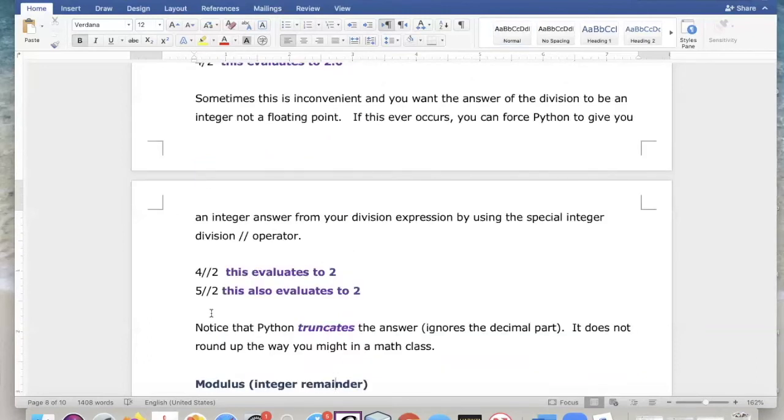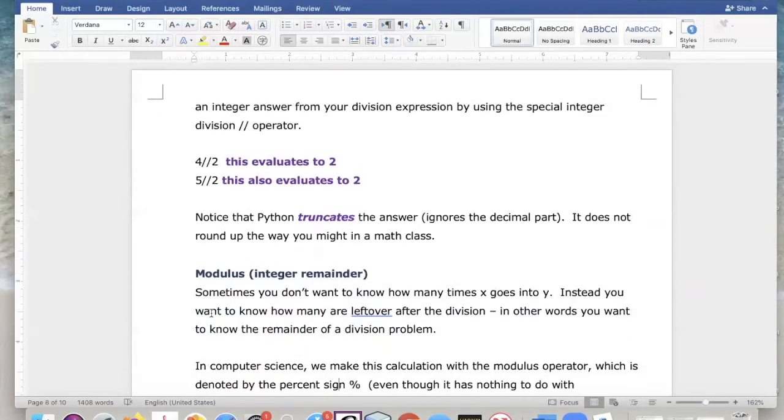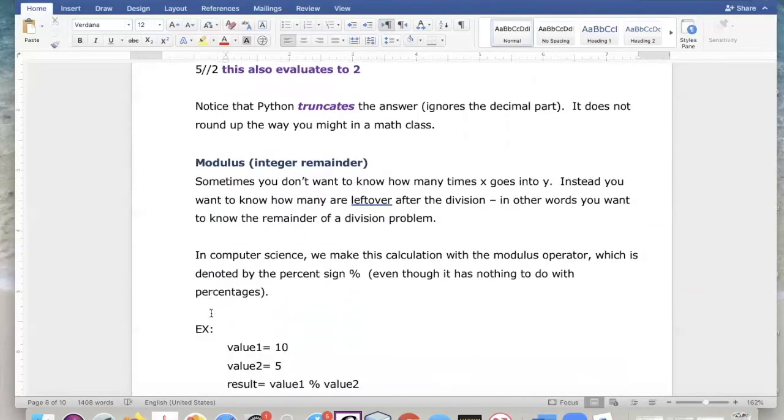So those are 2 fancy math operators that are available in Python. Another fancy math operator is called the modulus operator, which is an operator that gives you the integer remainder of a division operation. Sometimes you don't want to know how many times x goes into y. Instead, you want to know what's the leftover part that doesn't evenly get divided. So you want to know the remainder from the division problem. And in computer science, we call this calculation a modulus operation, and we do it with the modulus operator.